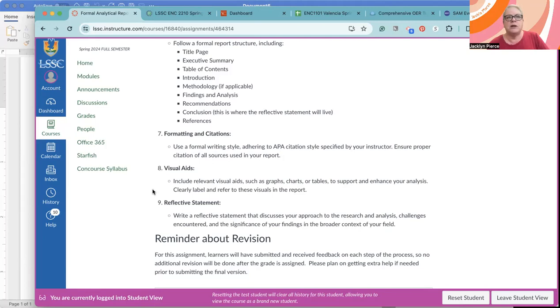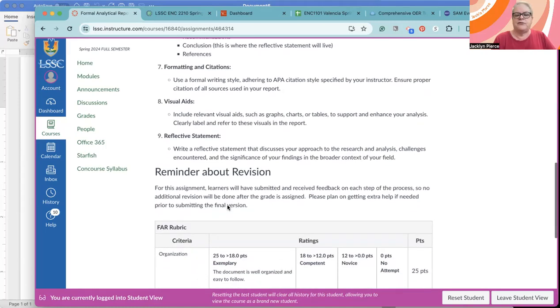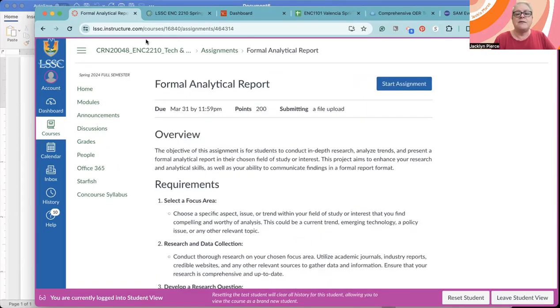This particular assignment, you cannot revise. So you're going to have a chance to turn in a draft. You're going to have chances to get help with it, but there is no resubmission on this particular one. So it's a little bit different from what we've done. So that's the report itself. That final version of the report is due March 31st. So you've got plenty of time, but it is important that we start on it now.